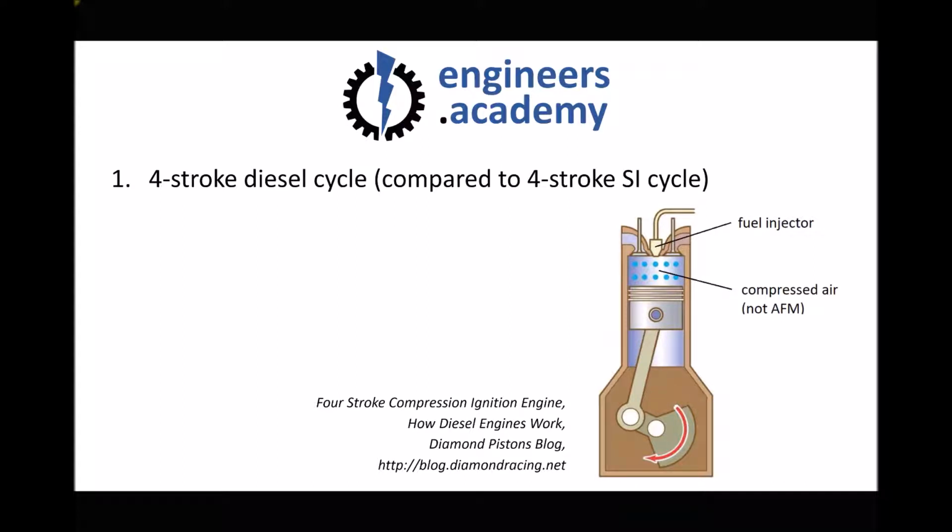Pictured on the screen here, we have a cylinder from a diesel engine, and there's a number of different comparisons when we compare this to the cylinder of a spark ignition engine. This particular diagram has been taken from the Diamond Pistons blog, and I've provided a URL to that website next to the diagram. Now, the first thing that I want to draw your attention to is that in a spark ignition engine we have a spark plug, but in a diesel engine we don't have a spark plug, instead we have a fuel injector.